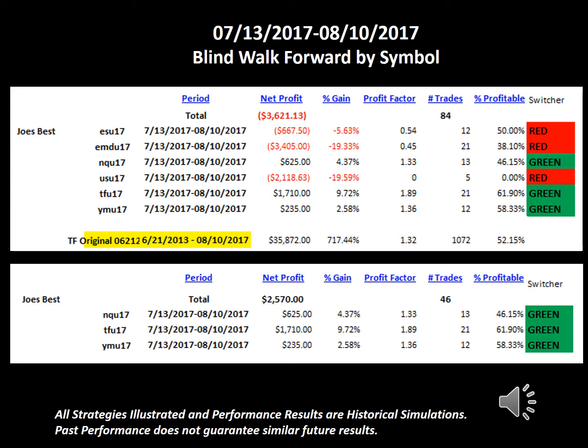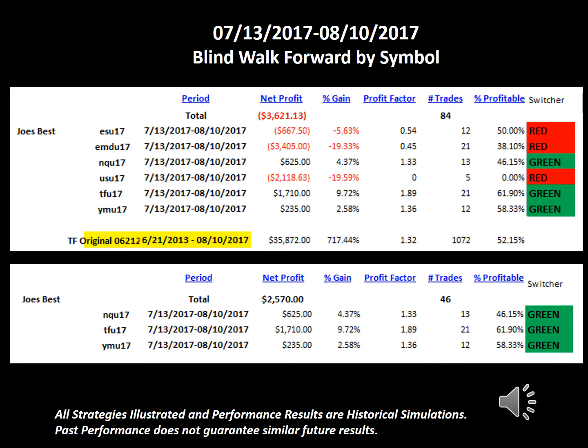Here's an example of our blind walk forward of this last month in Joe's Best. And in Joe's Best, if you would have done one of each, you would have been down 3,600. The interesting thing is 3 of them had a red switcher virtually the whole time. So with a red switcher, you wouldn't have turned those on.